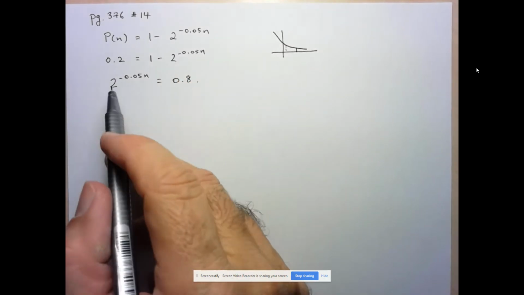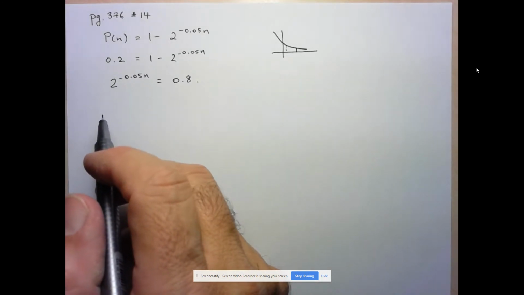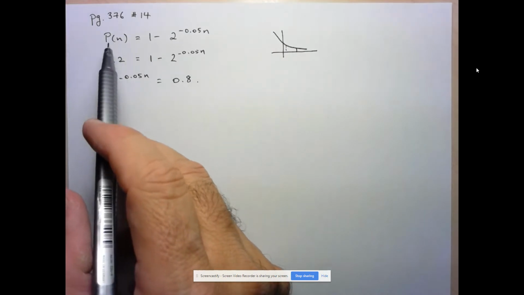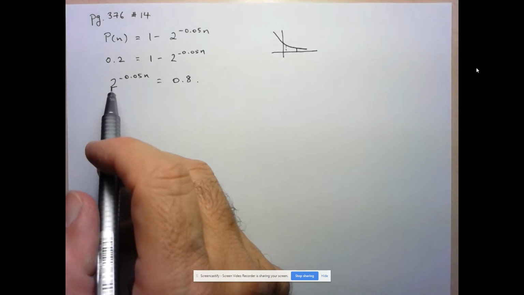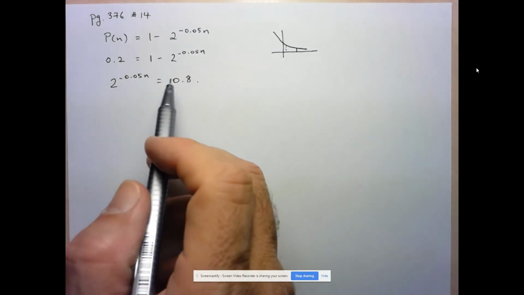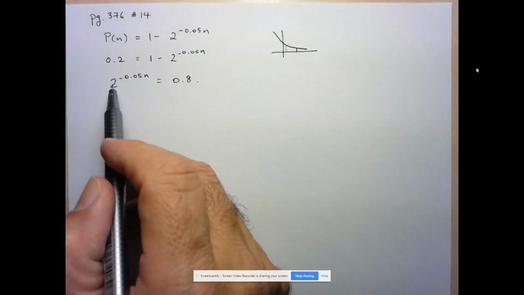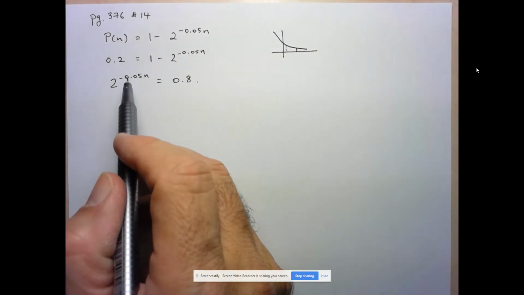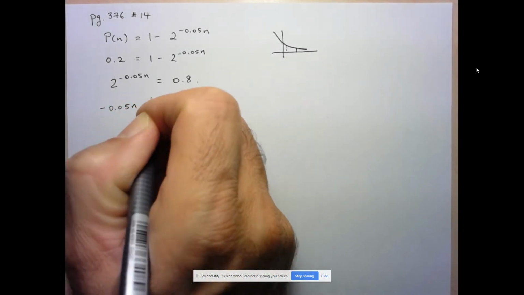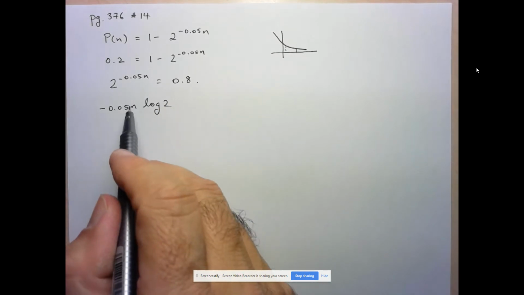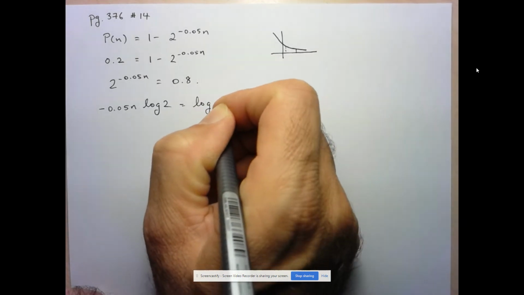Now I'm at the point where I want to be, where I have a single exponential expression equal to some number. Since n has a context, it's the number of days, I'm going to work with log base 10, since I'm going to want an approximation anyway. So I'm going to take log base 10 of both sides. Again, I'm doing this all in one step: when I take log of 2 to the negative 0.05 n, I'm going to use the ski-slope rule. So that's going to end up being negative 0.05 n times log 2, because originally this would have been up in the exponent, and then equal log of 0.8.